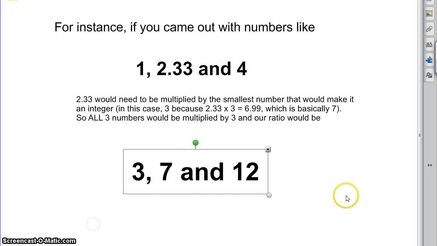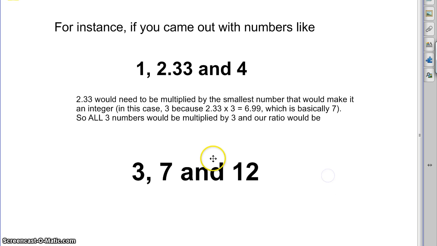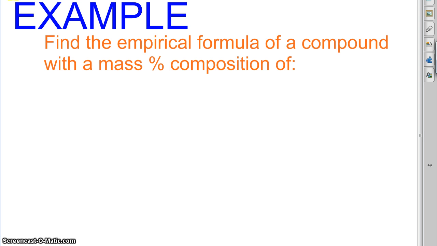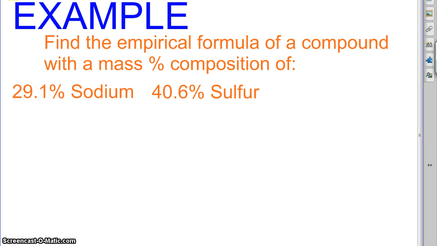And this here, 3, 7, and 12 would be our subscripts that we would write for that empirical formula. So what are we talking about? How would you do this? Let's actually plug in a real example and see if it makes more sense. So find the empirical formula of a compound. And we're going to give you the mass percent of the composition: 29.1% sodium, 40.6% sulfur, and 30.3% oxygen.